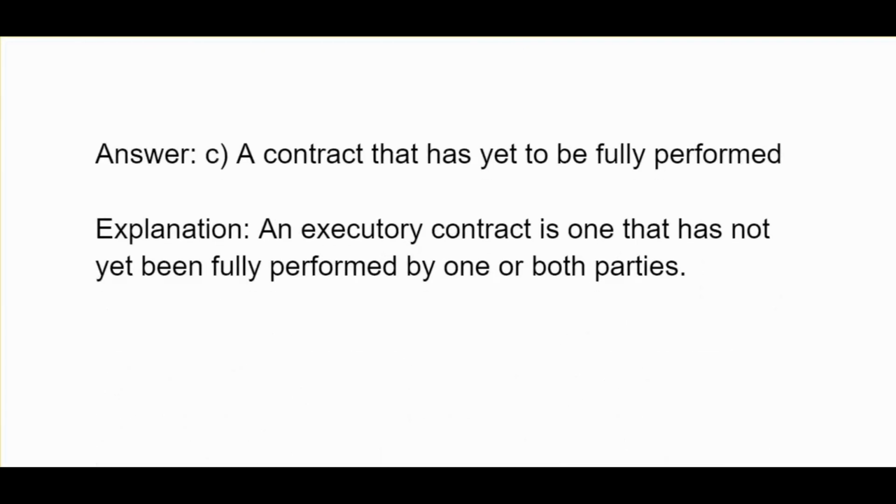C, a contract that is yet to be fully performed. An executory contract is one that has not yet been fully performed by one or both parties.